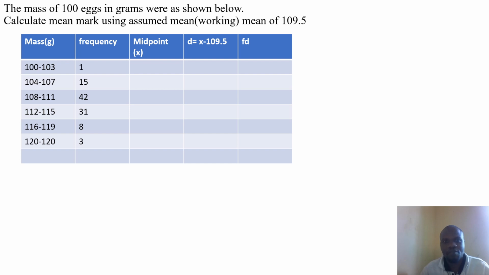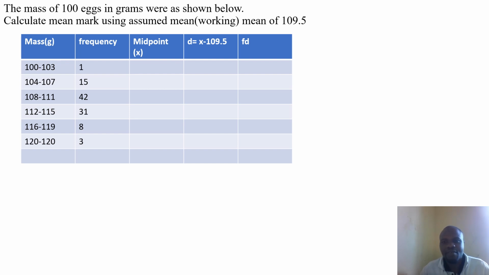In today's session, we are going to discuss how to calculate the mean using the assumed mean or the working mean. And with me here, I have an example that we are going to work out together. The mass of 100 eggs in grams are shown below. Calculate the mean mark using the assumed mean or working mean of 109.